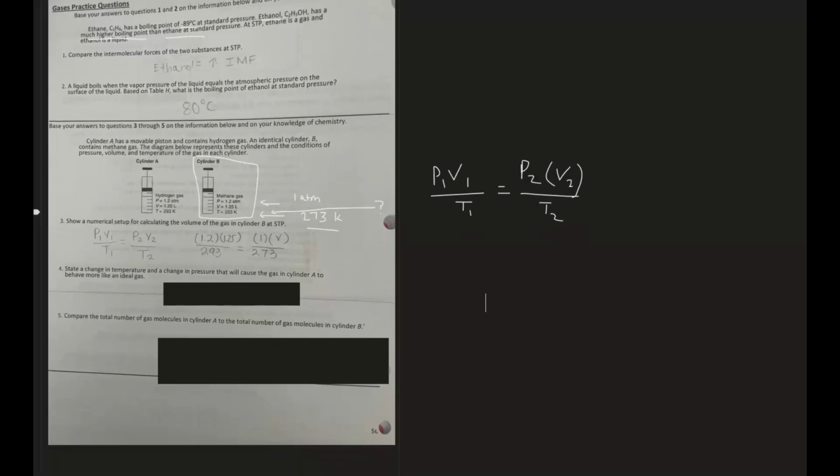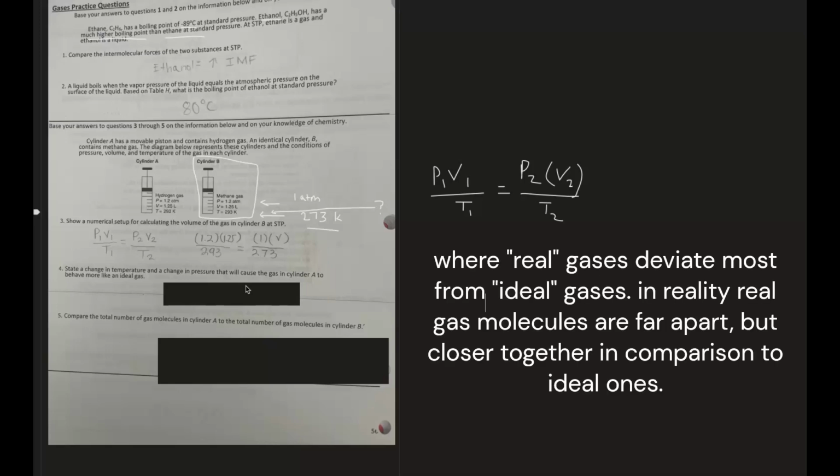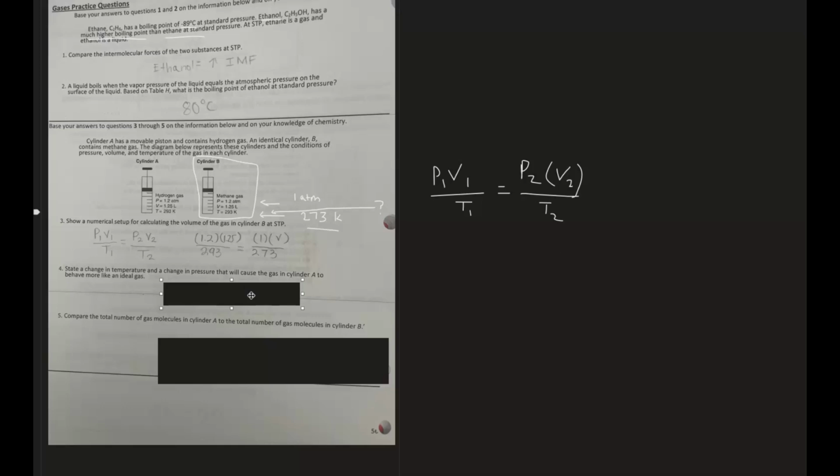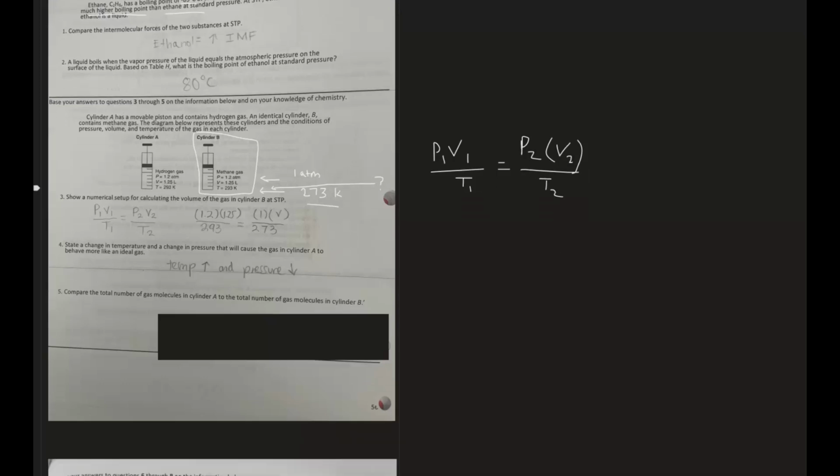Number 4, state a change in temperature and a change in pressure that will cause the gas in cylinder A to behave more like an ideal gas. So you're just going to have to know this off the top of your head. So ideal gases, they want to have high temperature and lower pressure. Now real gases, in contrast, have lower temperature, are closer together, and therefore have high pressure. But ideal gases, you want high temperature and low pressure.